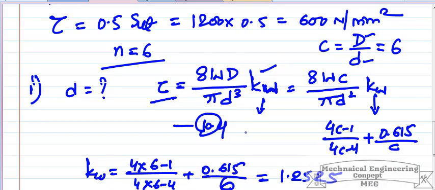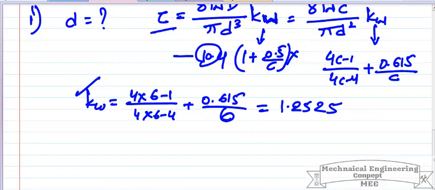It is 1 plus 0.5 over C. This is the direct shear stress correction factor, without the curvature effect. So you need to remember mainly the Wahl formula. This is the one without the curvature effect. It is not that important, but for basic information you can remember this one also.